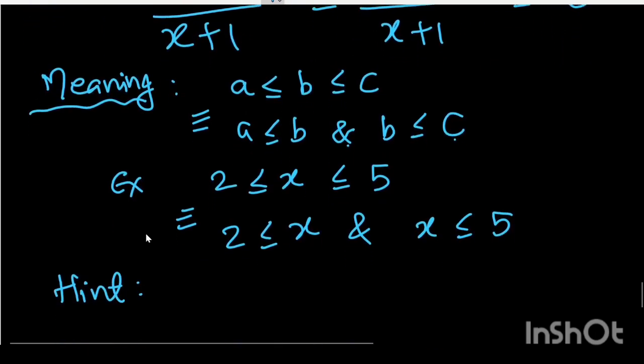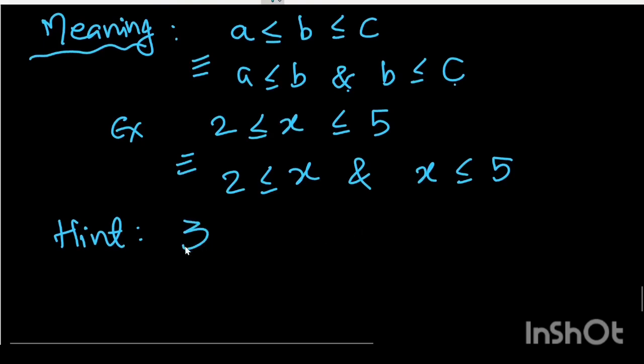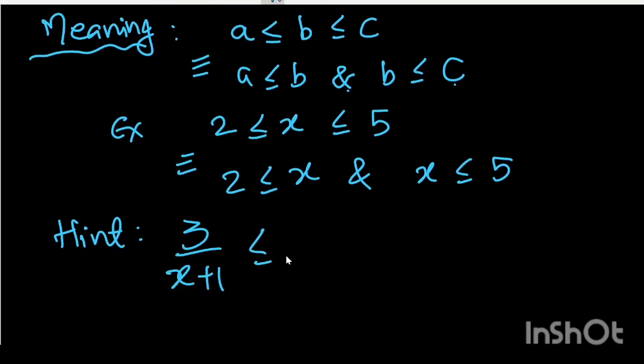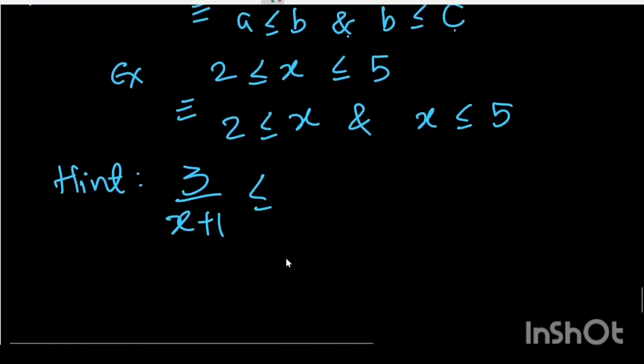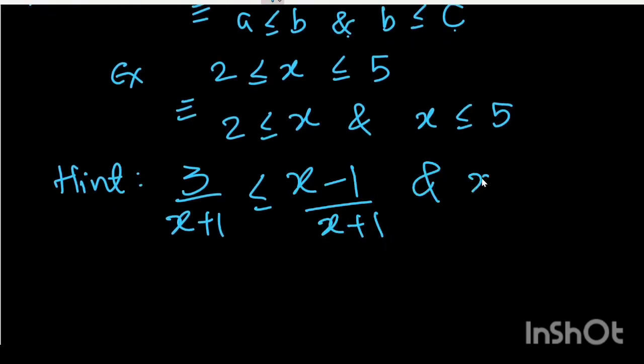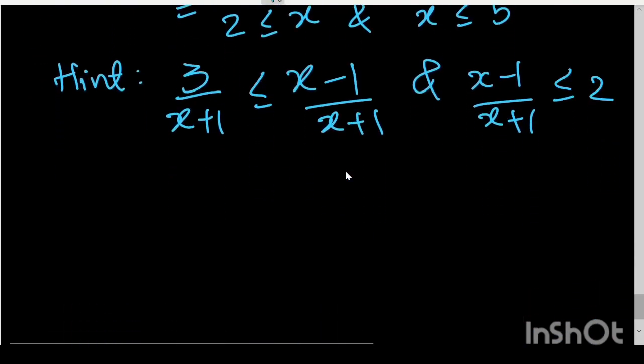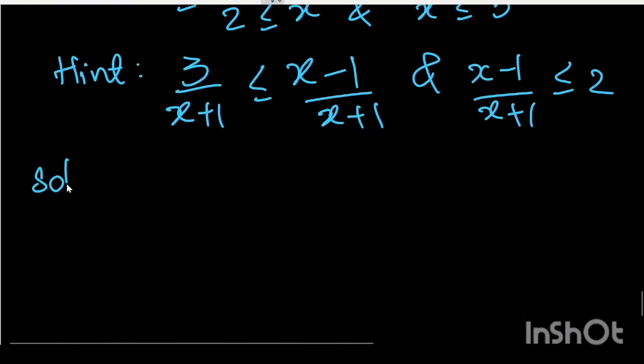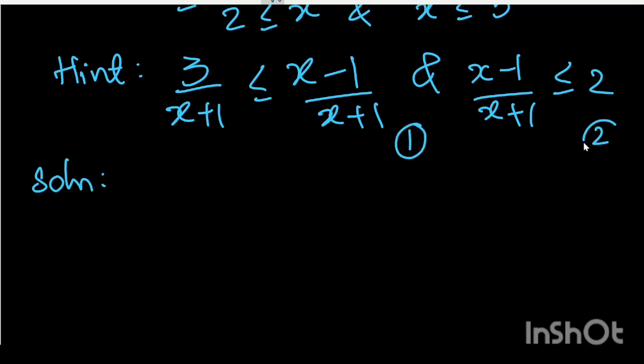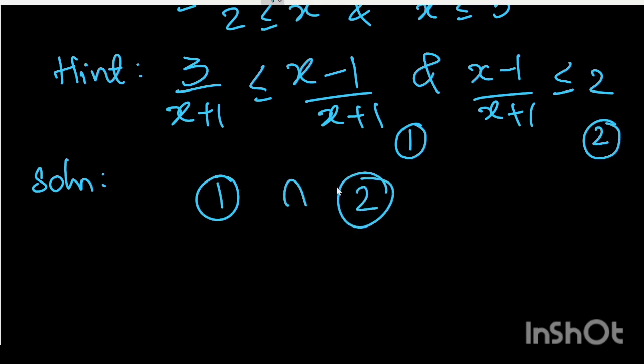3 upon x plus 1 less than equal to x minus 1 upon x plus 1, and x minus 1 upon x plus 1 less than equal to 2. These two inequalities we have to solve, guys. That's the hint. So moving on to our solution part. Let's say this inequality is first, this inequality is second. In the solution part, we will solve the first, we will solve the second, and we will take the intersection.